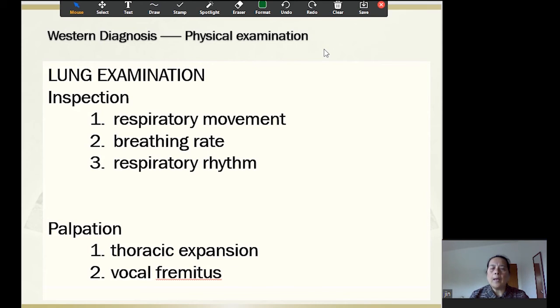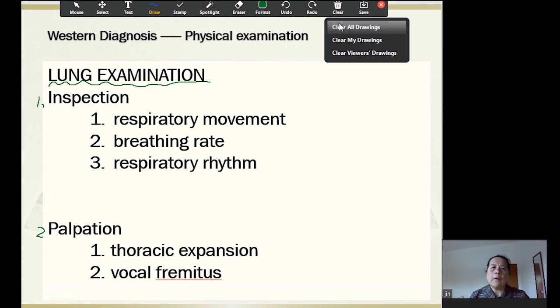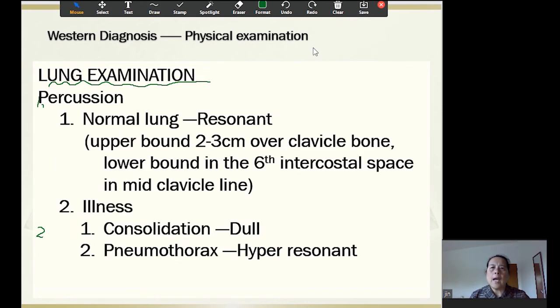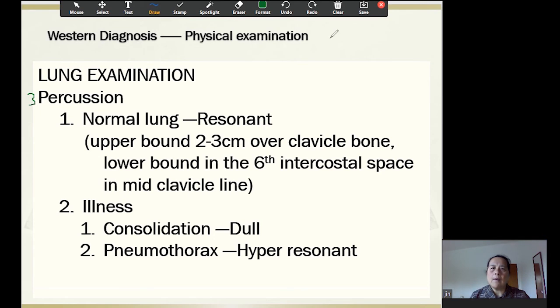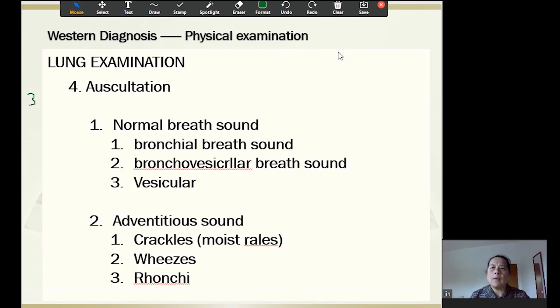So that's basically the chest part. Then we especially go to the lung examinations. Lung examinations means we do something special for the lung. Inspection, we still follow inspection, palpation. We say lung will have 4 ways of checking, and the third way, percussion, and then we still have the 4th way, auscultation.